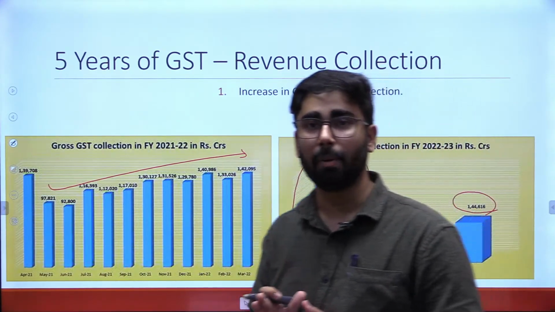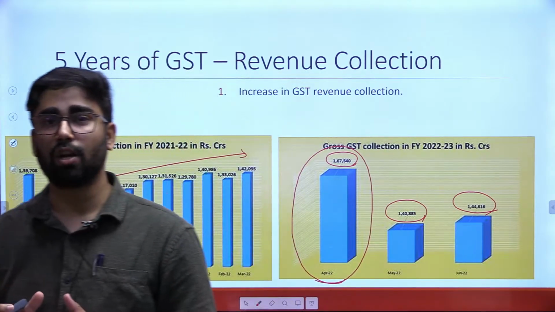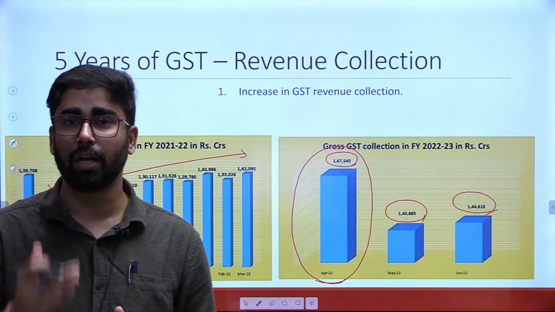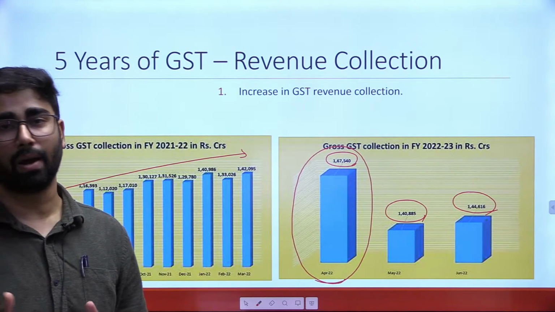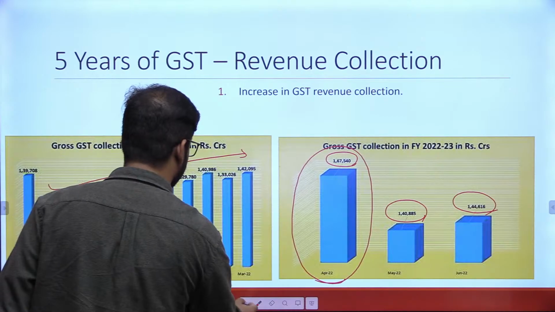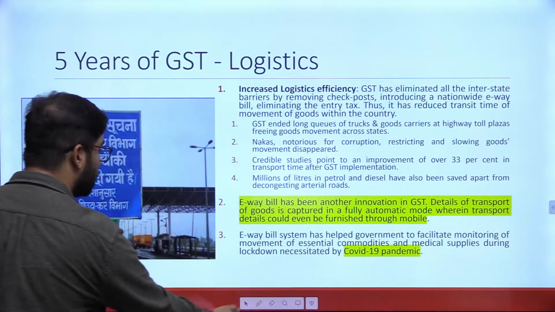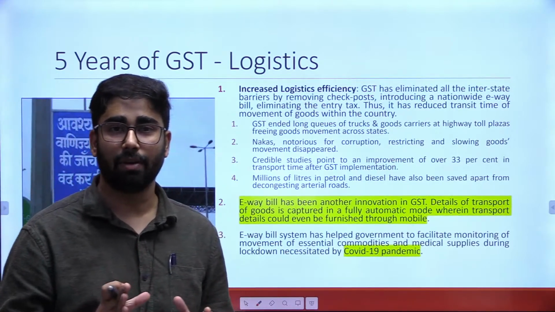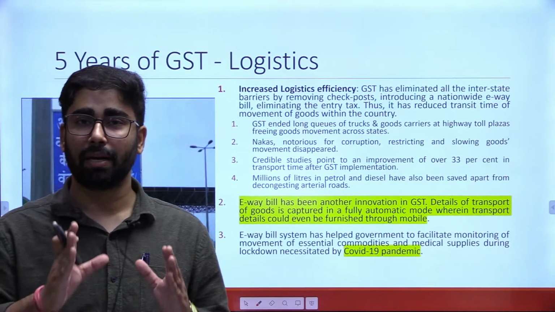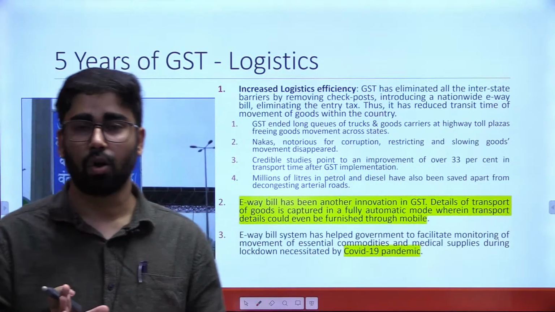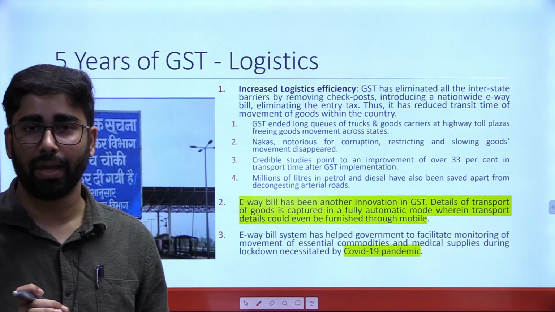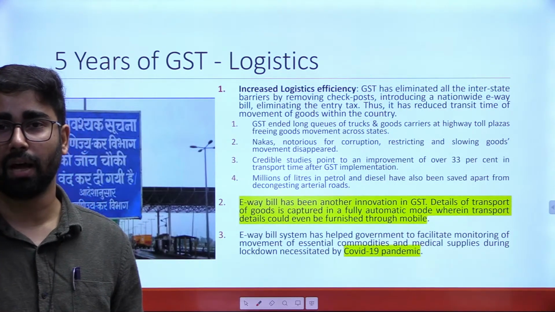What used to happen before was that there was collection of tax below 1 lakh crore limit. Now we have breached that limit and are continuously collecting GST of more than 1 lakh crores each month. It has improved the logistics also through a mechanism called e-way bills. E-way bills are digitally signed documents in which it is mentioned from where the goods are going and to the destination of the goods as well.